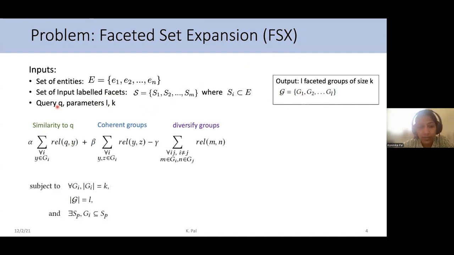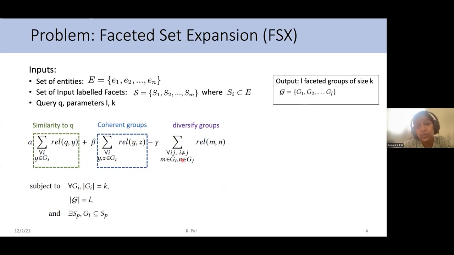If we look at the optimization problem, it mainly has three different components. The very first component of the objective function is that the query has to be related to the entities we are finding within each of these groups. That's the similarity to query. Then each of these groups has to be coherent. So we should not mix up the billionaires and the CEOs together. That's exactly the coherence of the group.